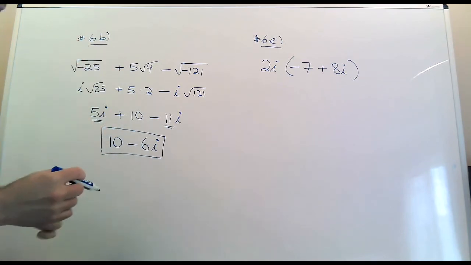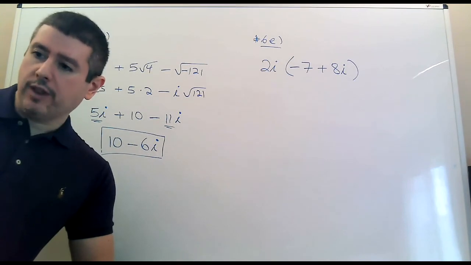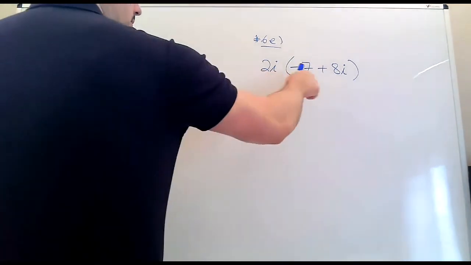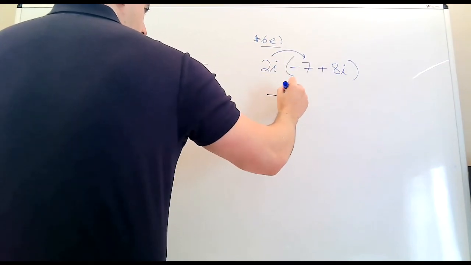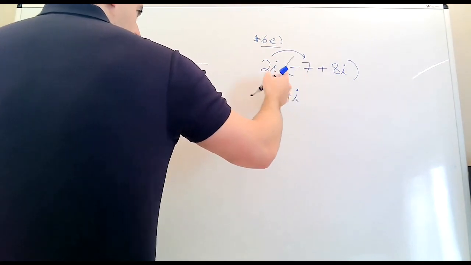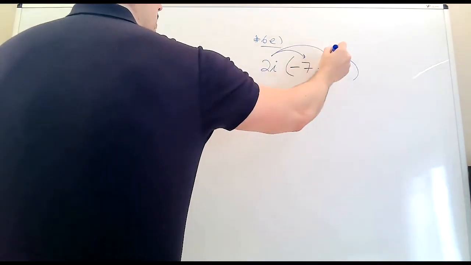Now the last one, easy multiplication. I don't want you doing FOIL with the i's. I want you to just do a double distribute. So it's easy to do. Just distribute. You get negative 14i. Treat the i like it's an x. It is a letter, a variable. I mean, it's not. It's a number, but you can treat it that way.